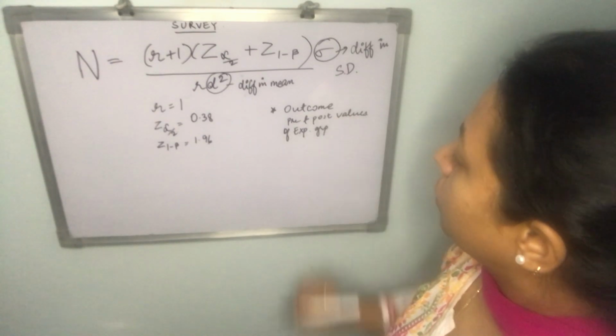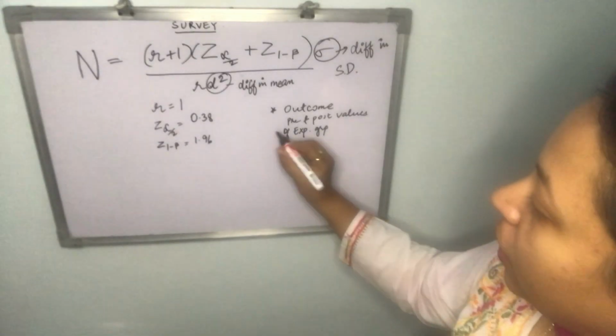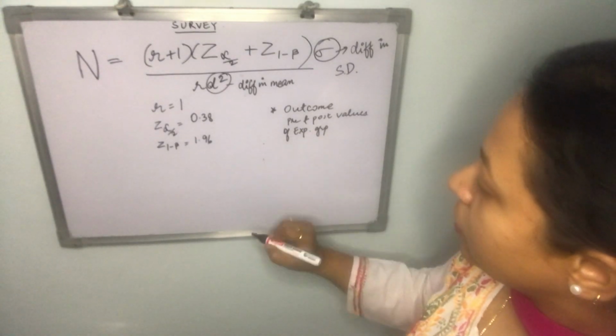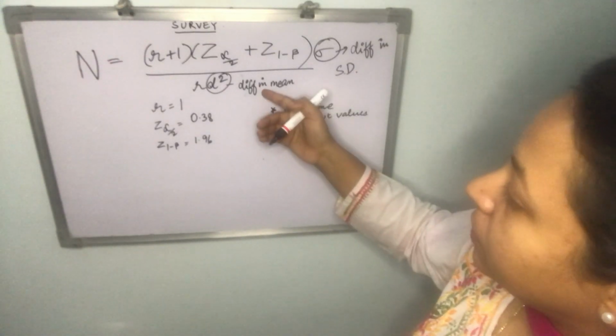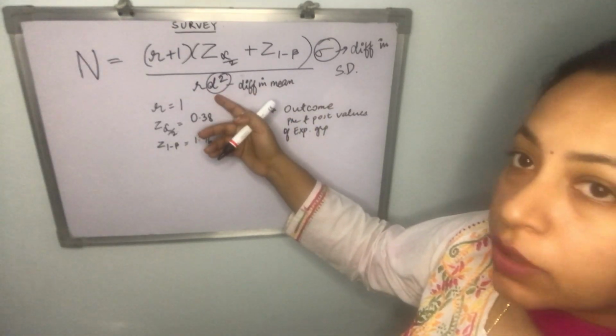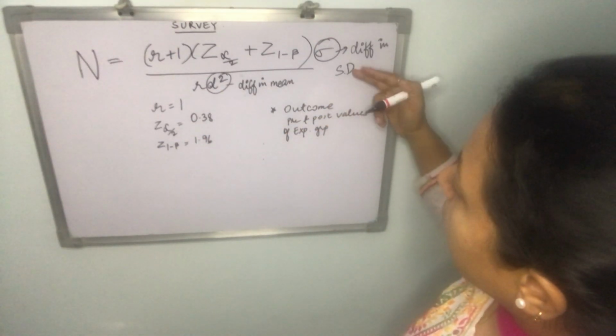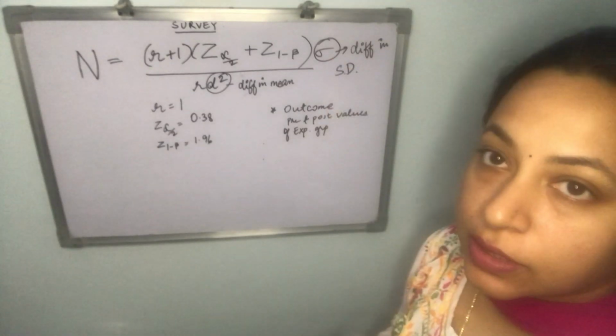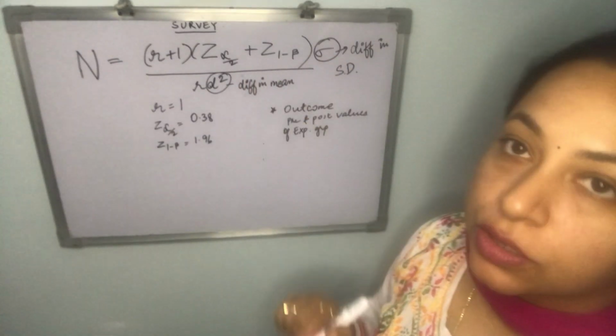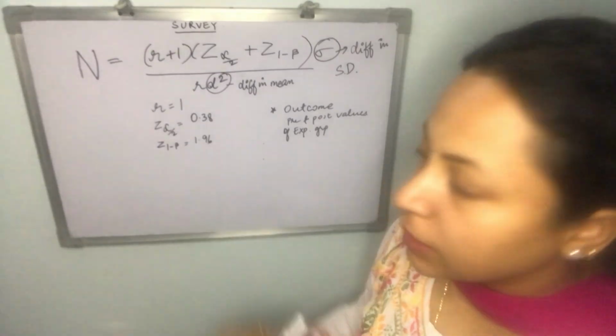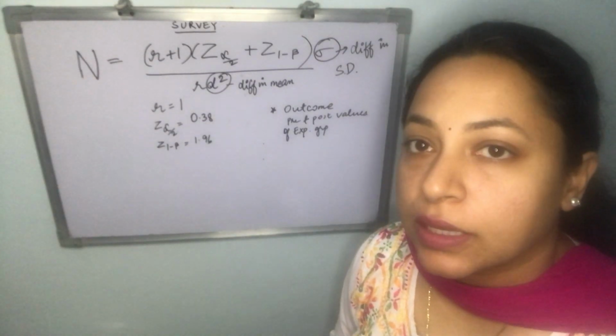Okay, so from the experimental group we pick up the pre and the post, we subtract the means and we'll get the d square value, we subtract the standard deviations and we get the sigma value, and then we put it in this formula. So that's exactly how you will get your sample size.